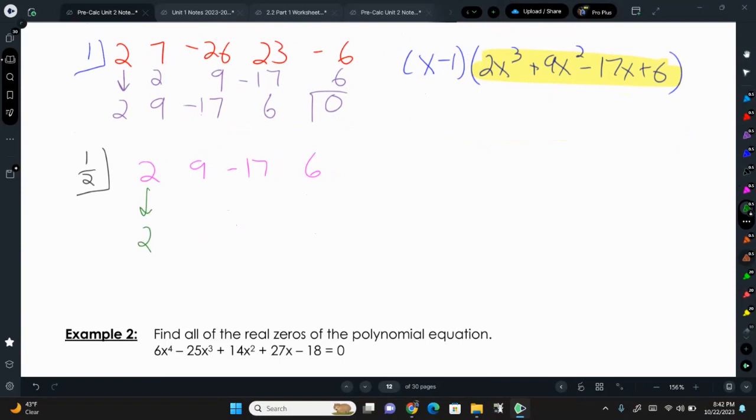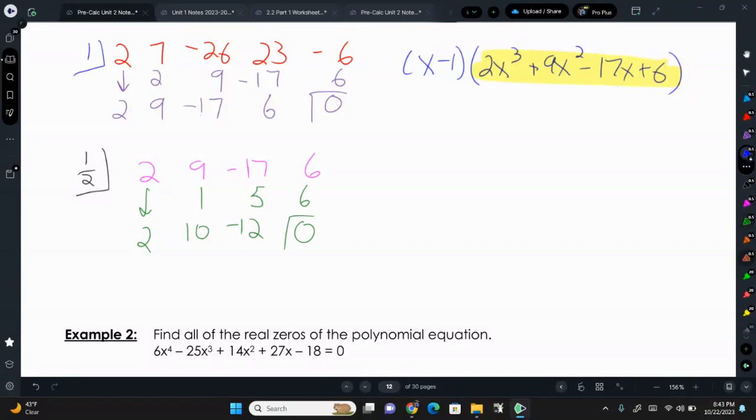Bring down the 2. 2 times 1/2 is 1. 9 plus 1 is 10. 10 times 1/2 is 5. Negative 17 plus 5 is negative 12. And then negative 12 times 1/2 is 6. All right, so 1/2 was a solution.